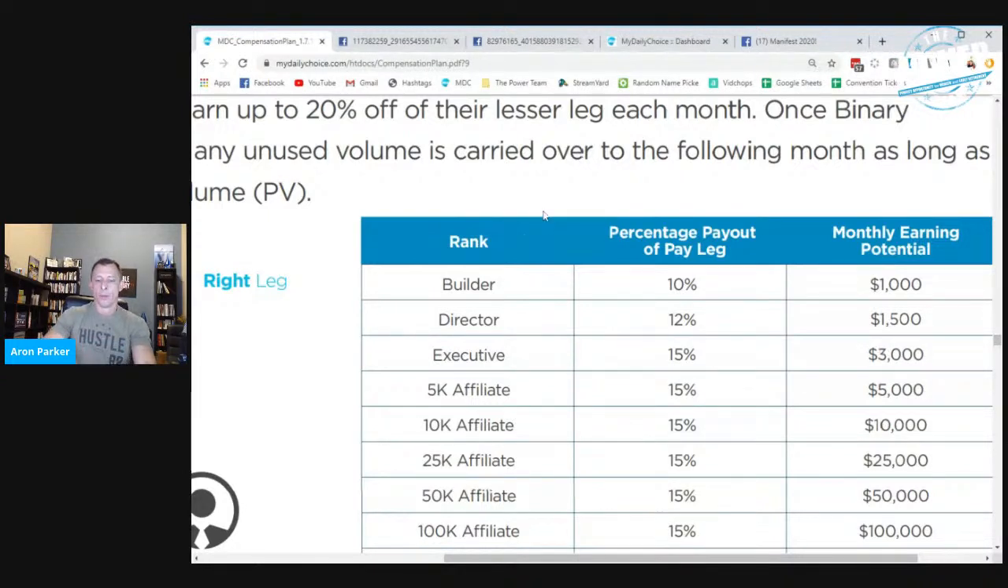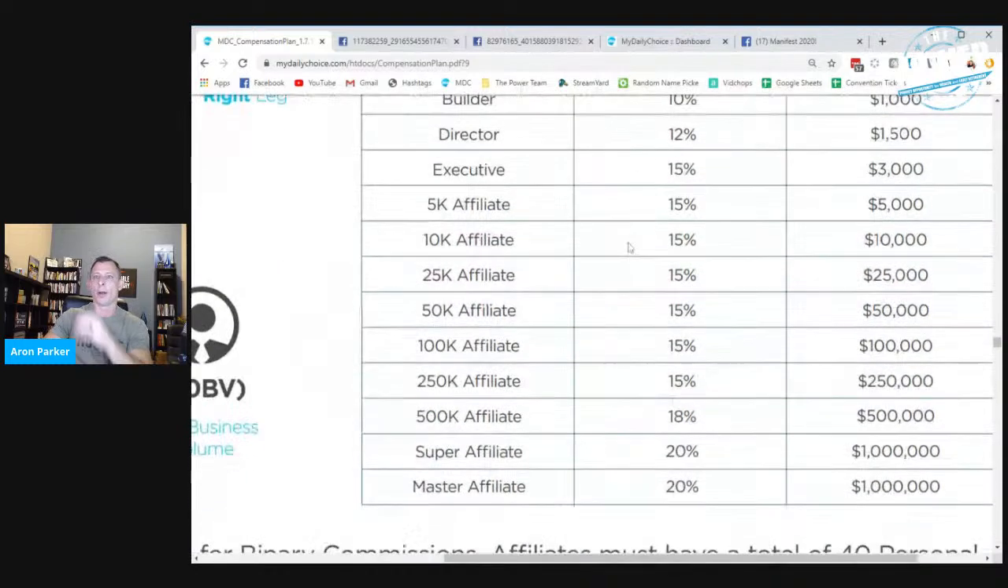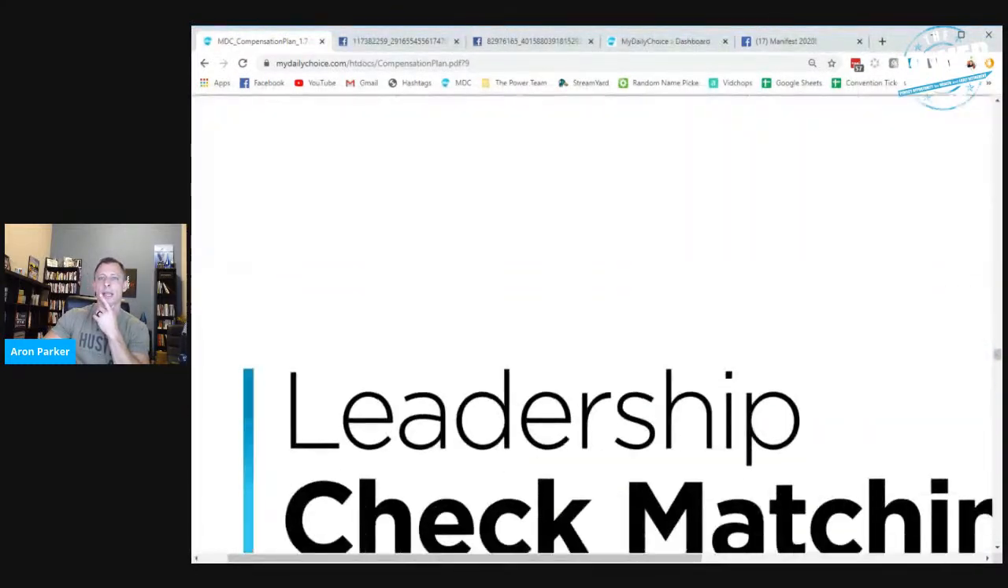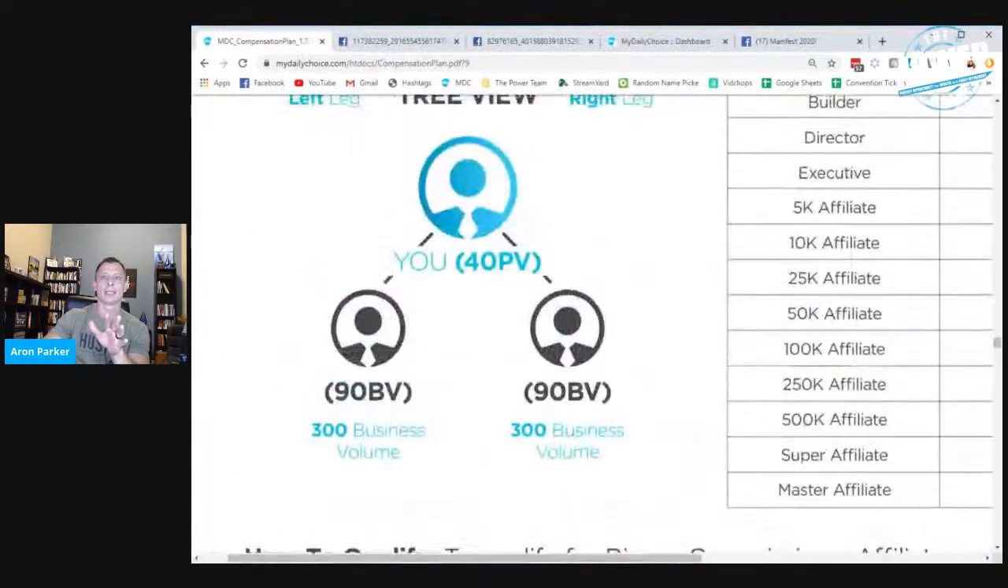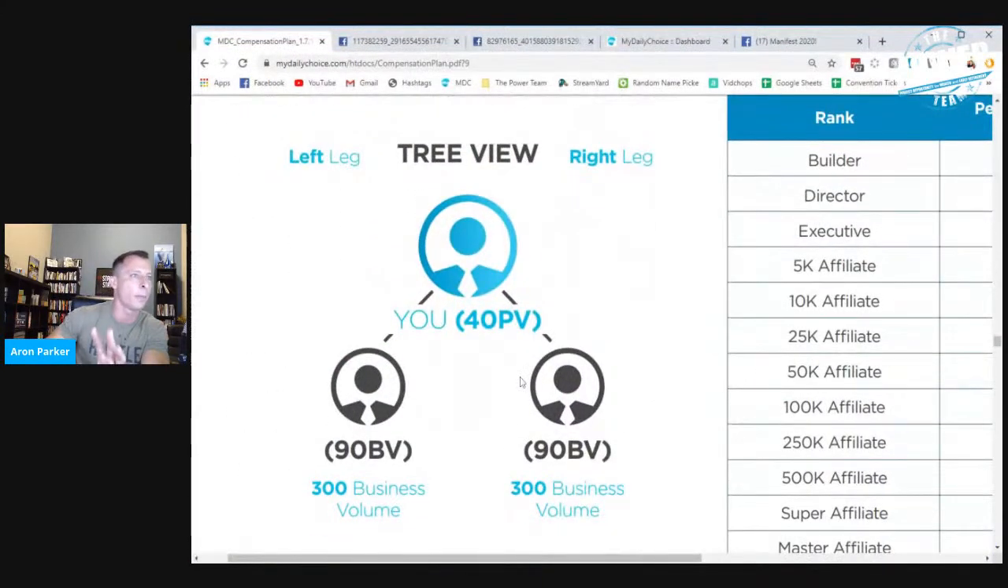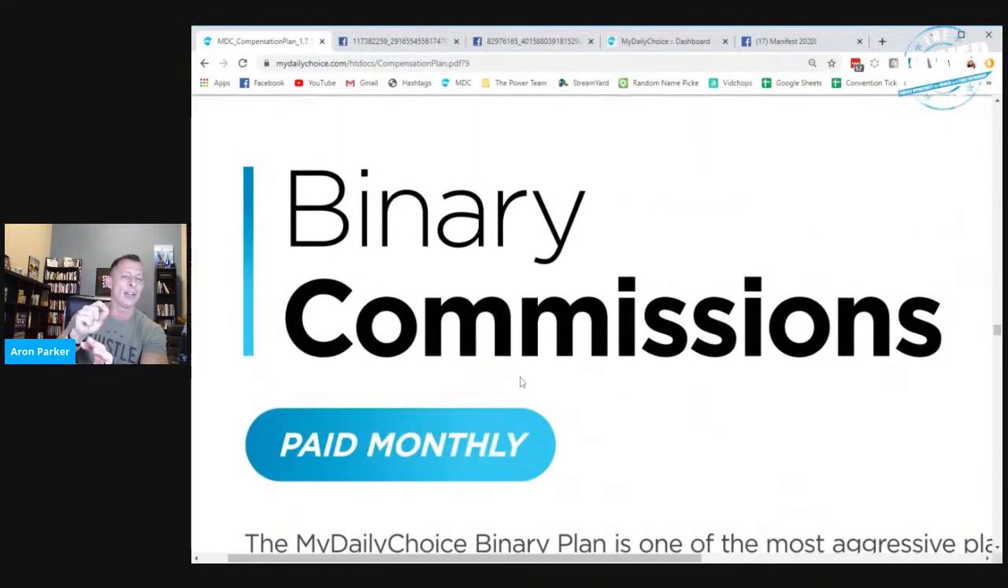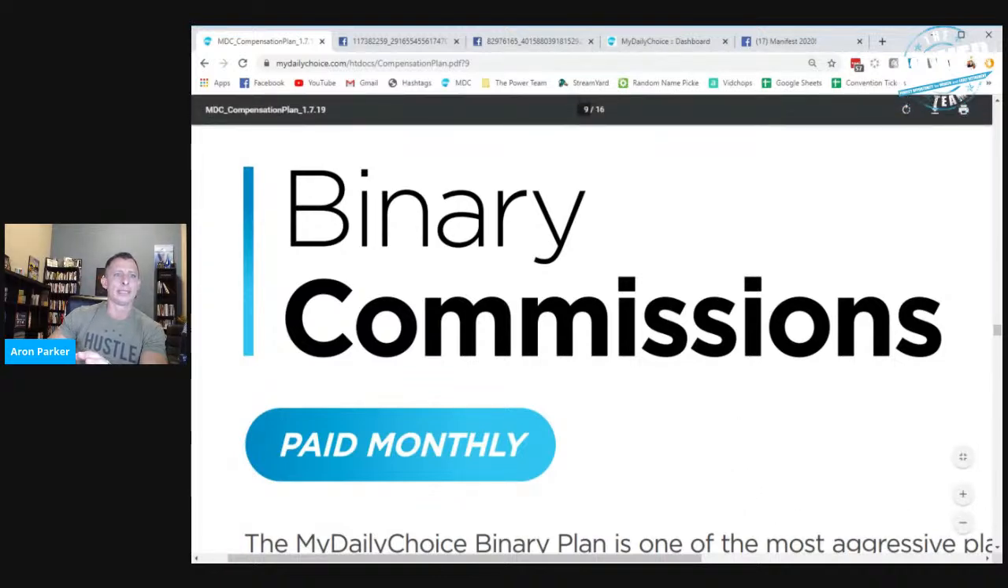Now, we also need to talk about one other part of this comp plan, and that is the matching bonuses. Okay? And I'm going to go back to this in a second because this is where we're talking about helping you guys get qualified to get paid residual. Okay? I want you guys to write this down. Binary equals residual.